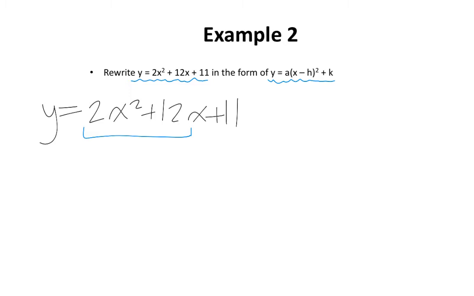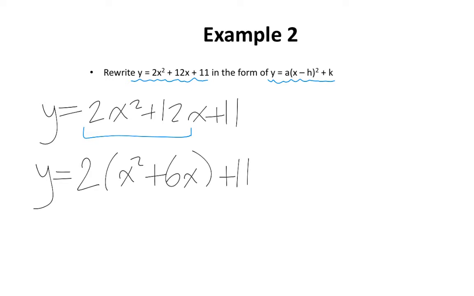However, you do not want to factor out a variable. You only want to factor out a number, so the greatest common factor. The greatest common factor of 2 and 12 happens to be 2. Therefore, I'm going to factor out a 2, which leaves me x squared plus 6x, and the plus 11 stays exactly the same since I'm group factoring.